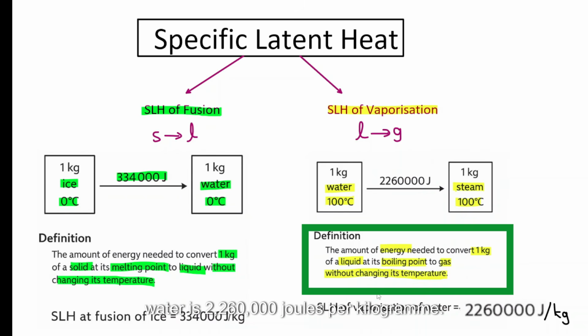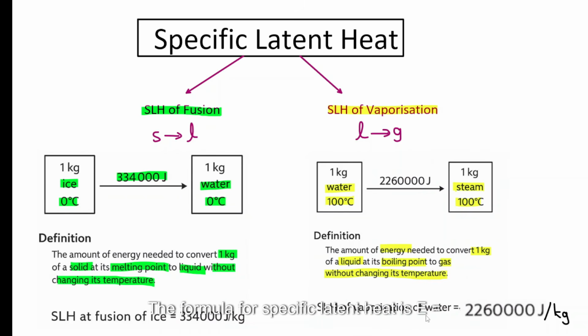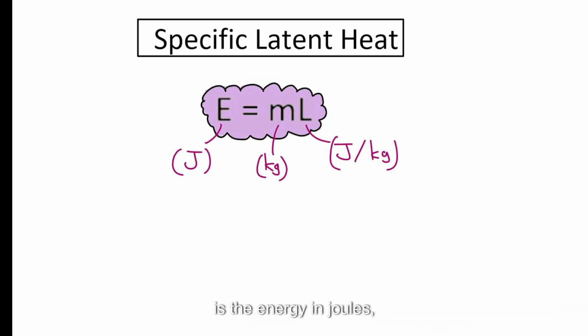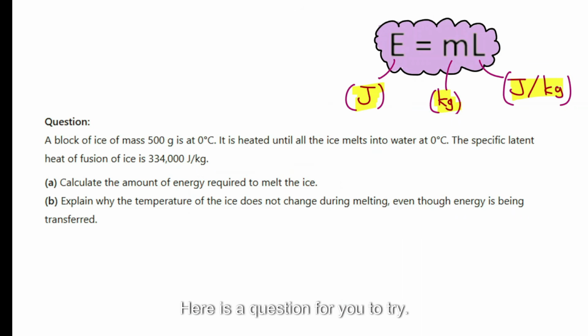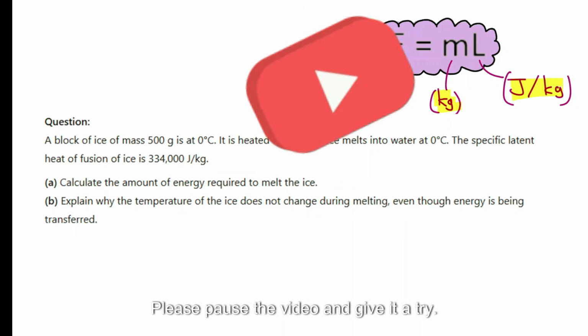So we can say the specific latent heat of vaporization of water is 2,260,000 joules per kilogram. The formula for specific latent heat is E equals m times L. E is the energy in joules, m is the mass in kilograms, and L is the specific latent heat in joules per kilogram. And you can use the same formula for both fusion and vaporization. Here is a question for you to try. Please pause the video and give it a try.